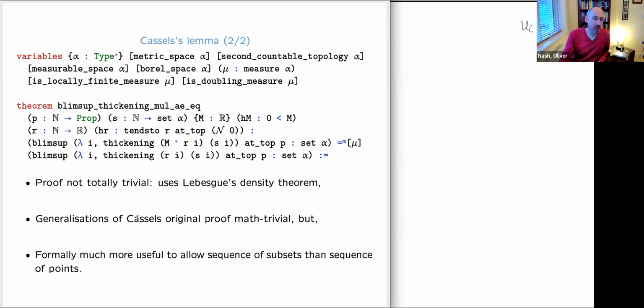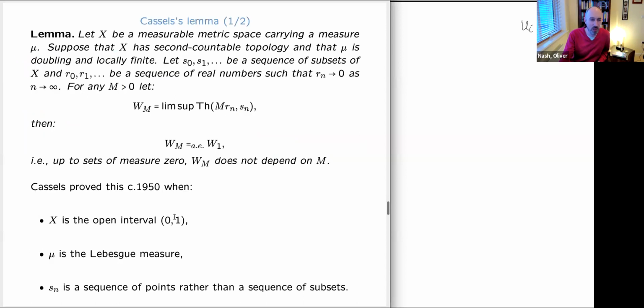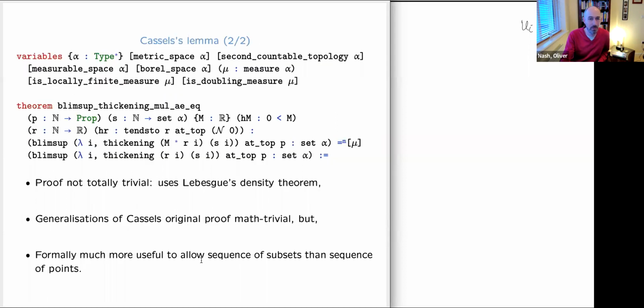Like I said, Castelnuovo proved this for a very concrete setting that was perfectly suited to his needs, where you just had the open interval and the Lebesgue measure, and instead of a sequence of sets, you had a sequence of points. So why did I generalize it? Partly because we like to generalize in Mathlib, and there were no new ideas. Castelnuovo's proof 100% works in the general setting.